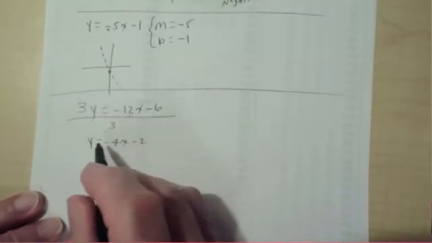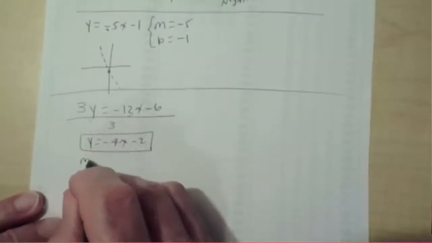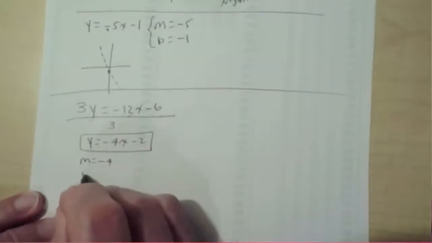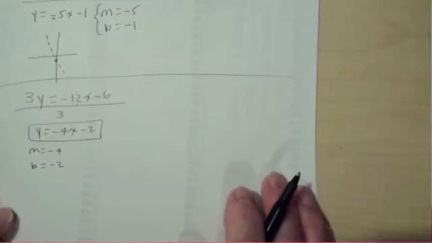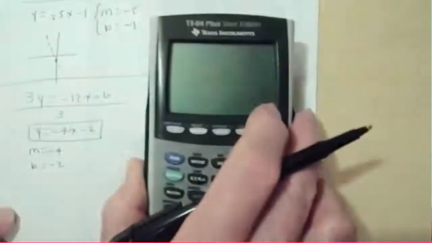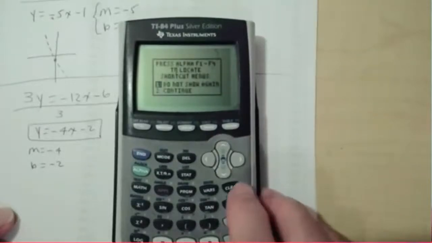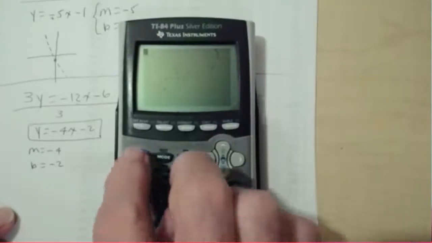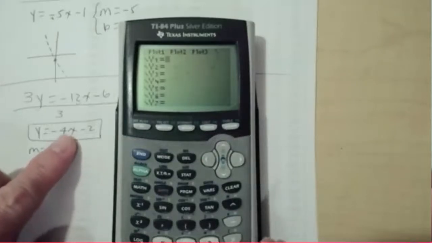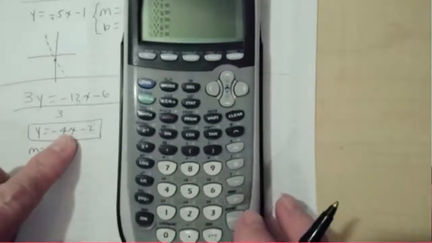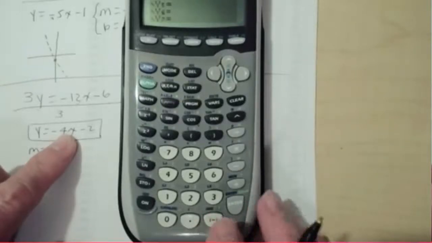Our slope is negative 4, y-intercept is negative 2. Okay, we can put that in our handy dandy calculator. Turn it on, clear it. Y equals, okay, negative 4x. Now remember, when the negative is at the beginning, we have to use that key right here, negative 4. And here's the x key right there.